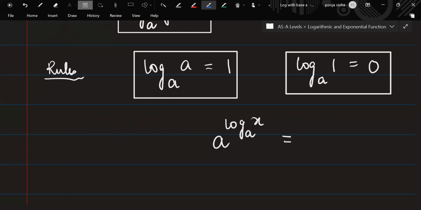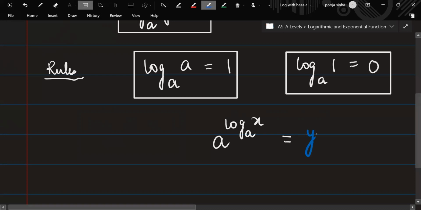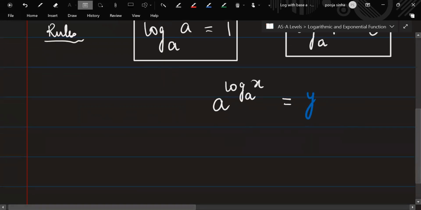Okay, let's take some value as y. Some value y, which means, if a is my base, take it as this is the base, this is the index, and this is the value, right? So the base, that is a raised to power y, should be equal to what?